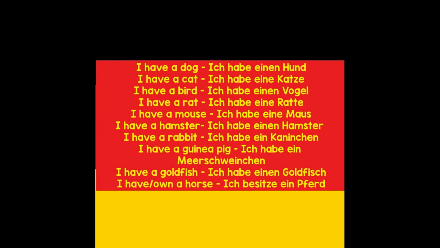Okay, and you'll notice that the word to have a horse is slightly different in German. This is because in German they say they own a horse rather than they have a horse, which I suppose we could say in English as well, like I own a horse. So to be able to say I have or own a horse is Ich besitze ein Pferd. Okay, excellent.